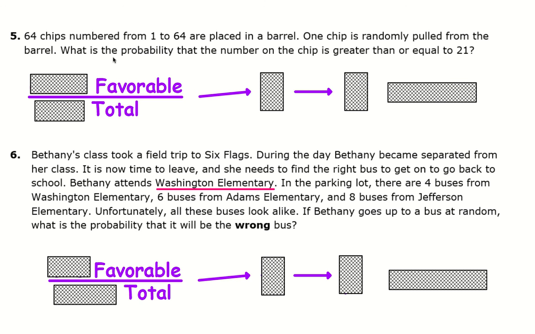64 chips are numbered 1 to 64 and placed in a barrel, because that's what you put in barrels. You put numbered chips in there. One chip is randomly pulled from the barrel. What is the probability that the number on the chip is 21 or greater?